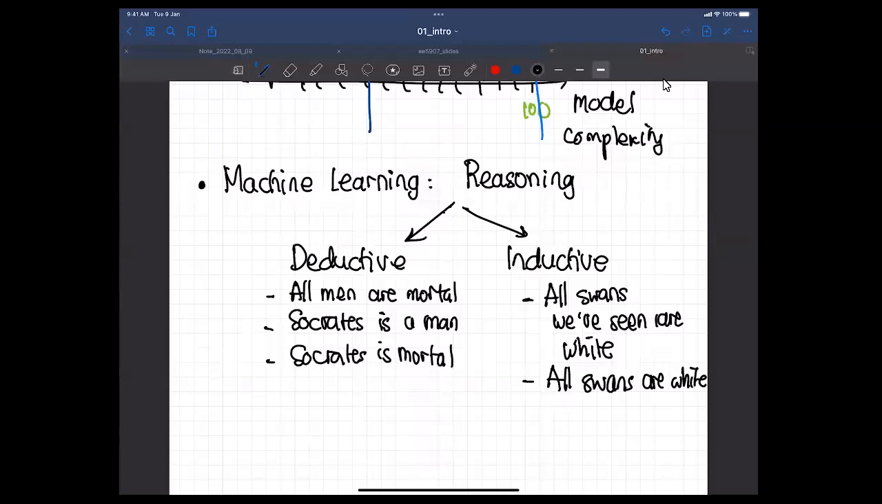How many of you say inductive? Can you raise your hand? Inductive. Okay, so the correct one is inductive, the second one. Why do we rely on inductive, not deductive?